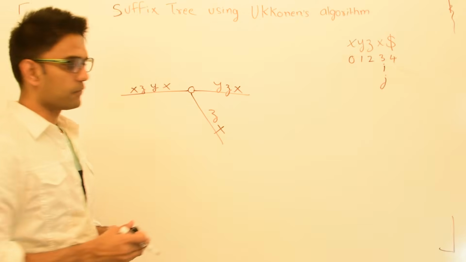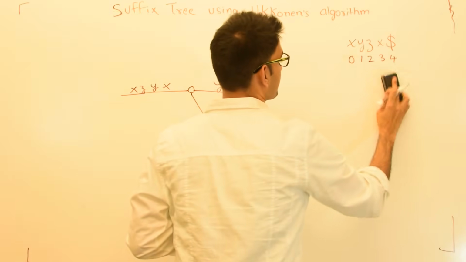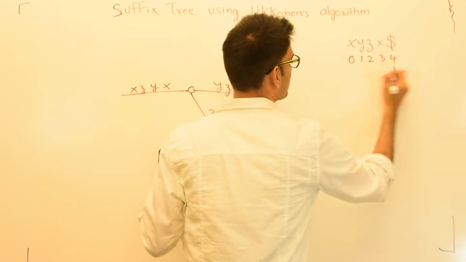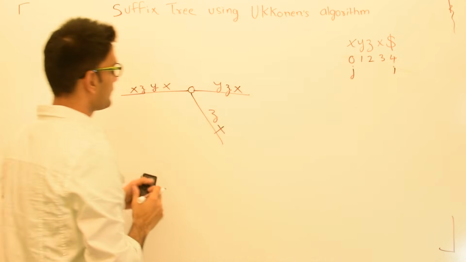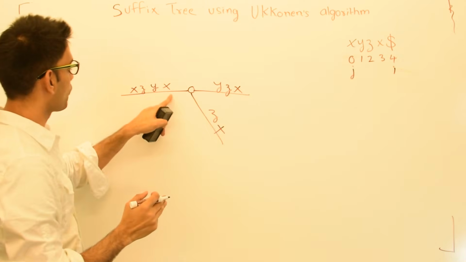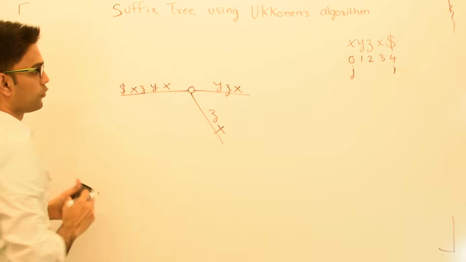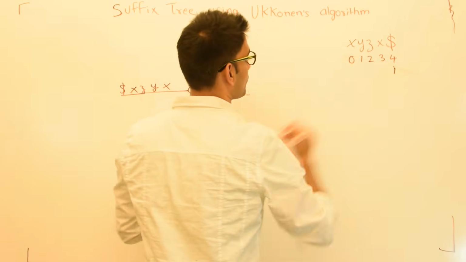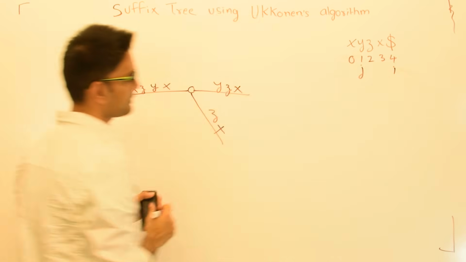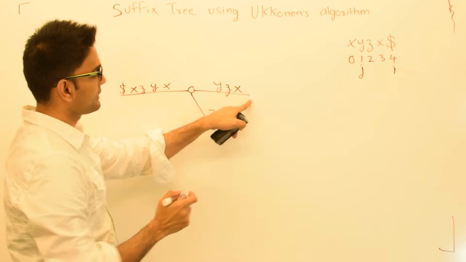So finally, let's start our last phase. So this is i, this is j. So is there a path with x, y, z, x dollar? So x, y, z, x, and then we add dollar here as a rule 1 extension. Then j goes here, so we start the next extension. We go y, z, x, and then we add a dollar here.